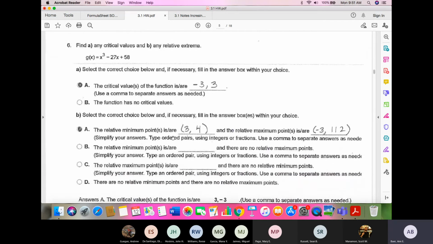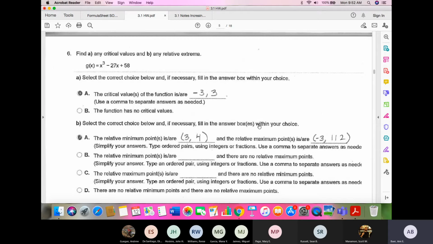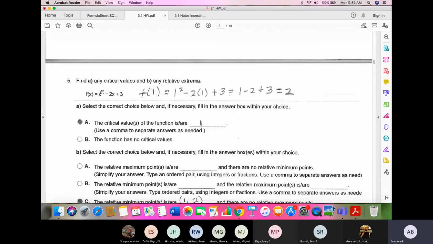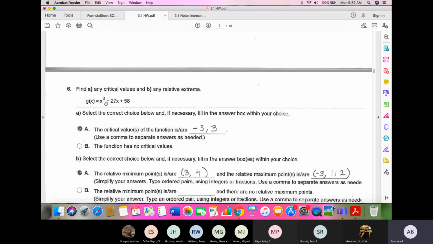number 6. And you can see we're going to have a relative minimum and maximum point here. So we're going to go through the same process. They're really asking us to do the same process. But instead of what we had last time, which was a quadratic where the highest power is a 2, this time we have a cubic.